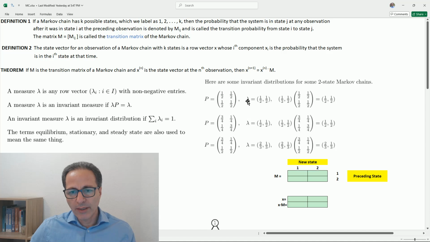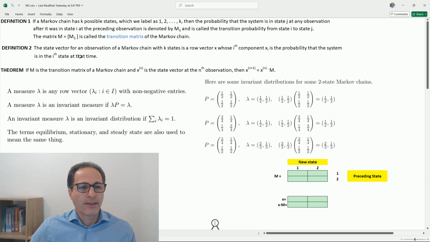But what do we mean by this 1/2 and 1/2 inside the state vector lambda? This is for an observation. It means that when the system moves on, in each observation we want to study the system. For example, this is the 10th observation. In the 10th observation, it says that with probability 1/2, the system is going to be in state 1, and with another probability 1/2 in state 2.